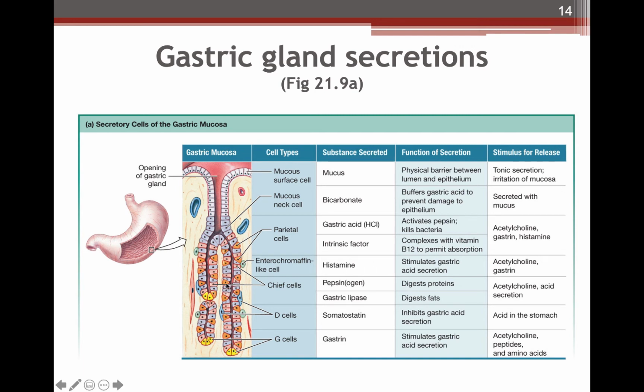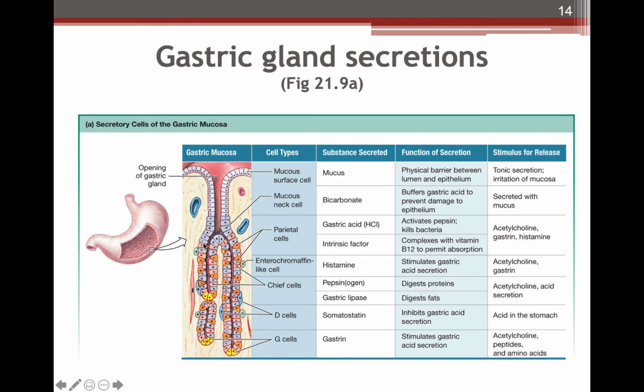And I wouldn't Photoshop all of this out and make you identify these cells by color or shape or anything like that. But what I do want you to know is that up here towards the surface of these gastric glands and the neck region of these gastric glands, this is where the mucus is being produced. And that mucus is going to form a physical barrier between the lumen of the stomach and the epithelium. And it's full of bicarbonate, which buffers the gastric acid or neutralizes it to prevent damage to the stomach epithelium.